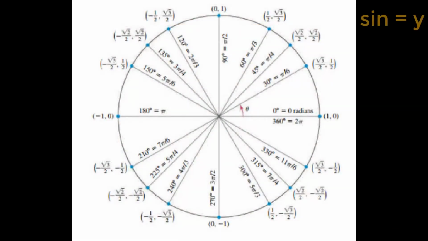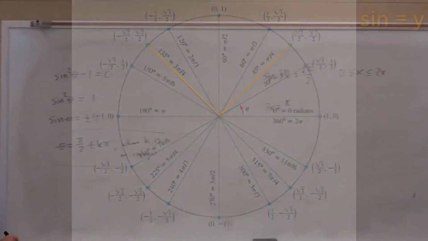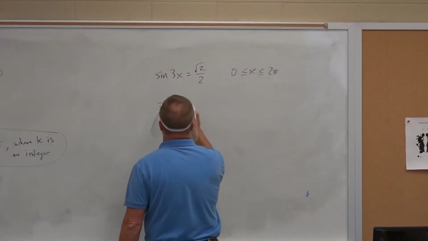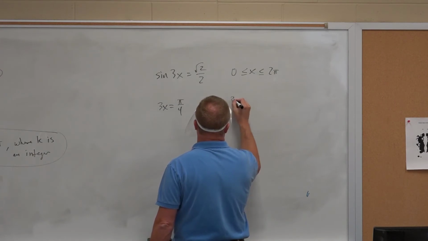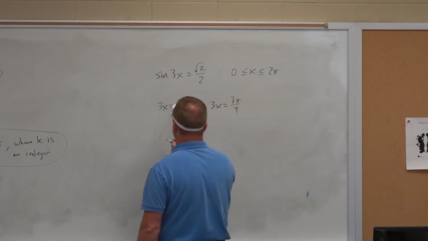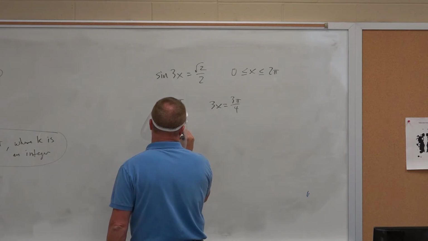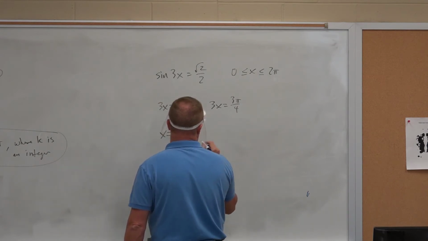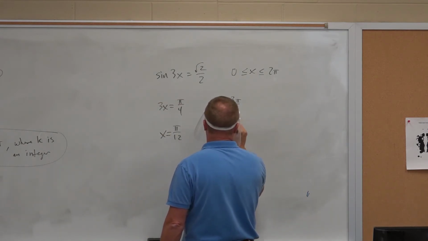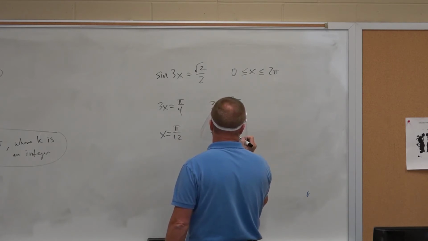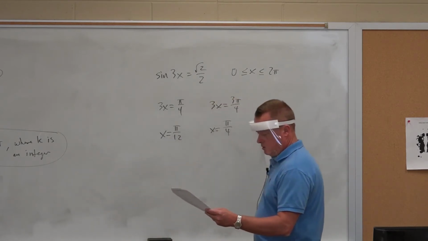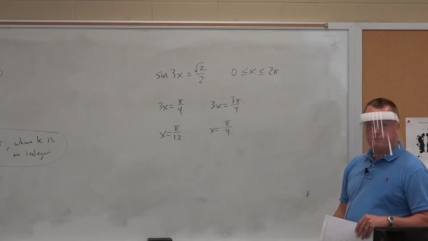Root 2 over 2, sine, so that's going to be your y-coordinate. Root 2 over 2 is at pi over 4 and 3 pi over 4. So 3x equals pi over 4, and 3x equals 3 pi over 4. If I divide by 3, I get x equals pi over 12 there, and here I get x equals pi over 4. Is that the only 2 solutions?